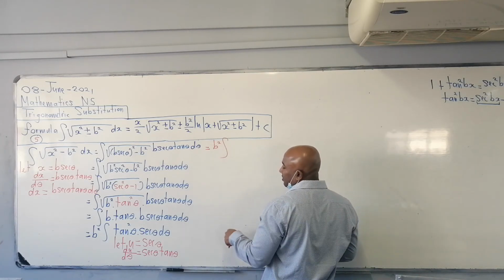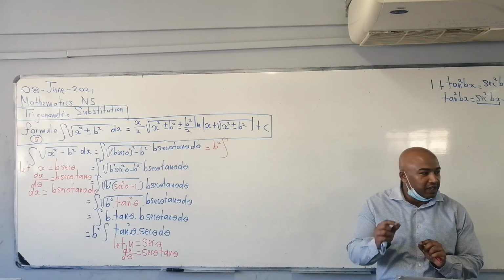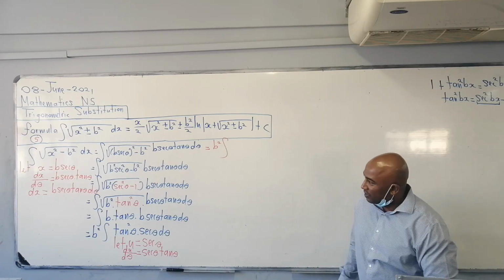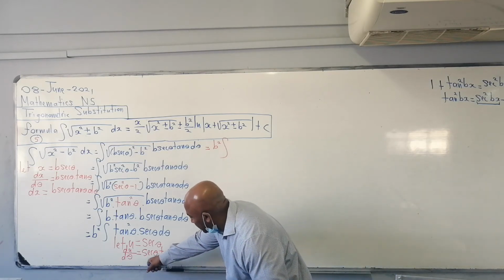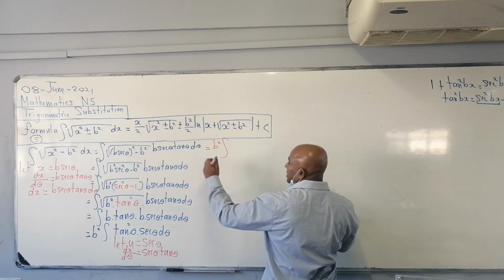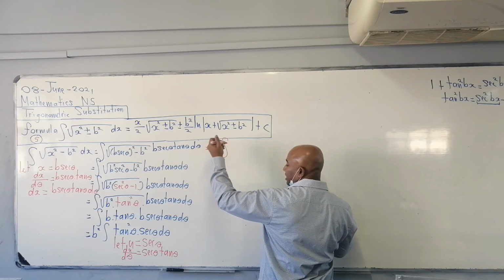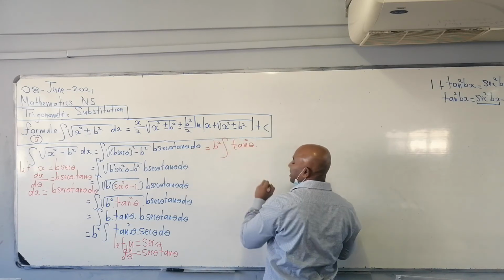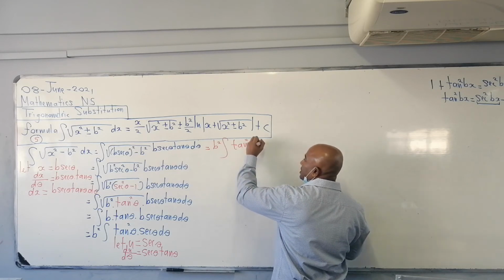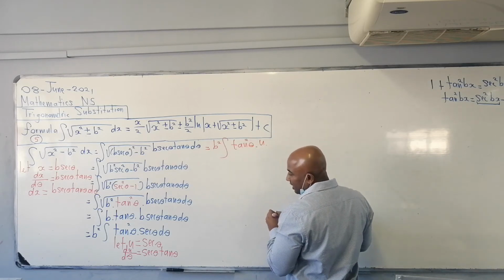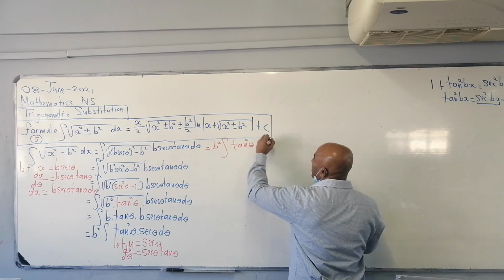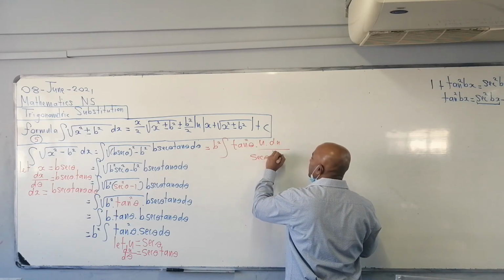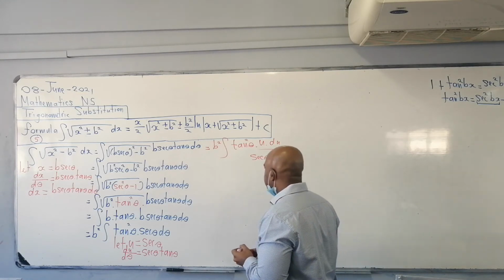This is a good example for you to practice what happens when you have tan squared times sec. So what happens if you let u equal sec? du over d theta will be sec times tan. So then I have my tan squared there, and then I have sec theta, which is u. And then I have d theta, which is going to be du divided by sec theta tan theta.